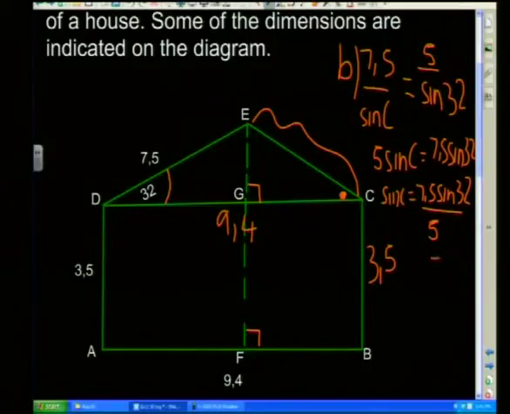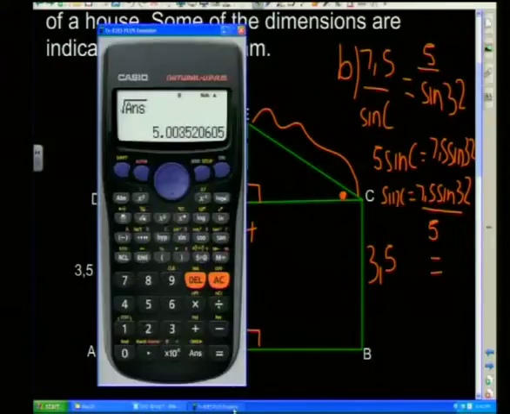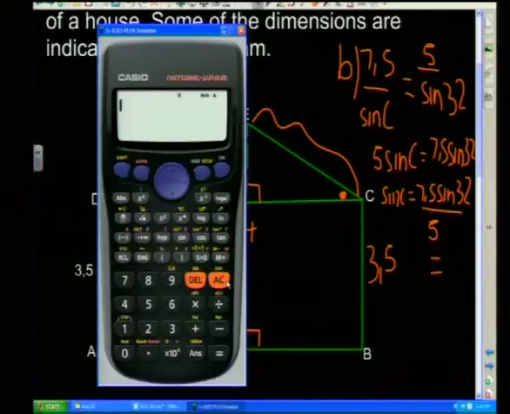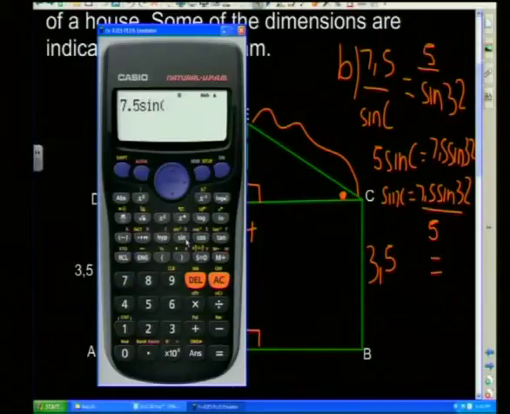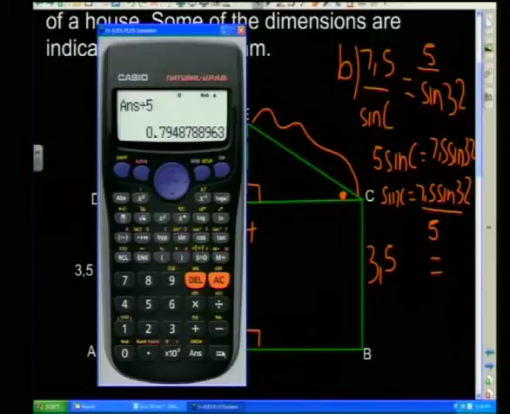Okay, so let's have a look. We're going to do this on our calculator once again. So we've got 7,5 sine 32 divided by 5. We're just using the 5 now because they said round everything off to 1 decimal place. We've rounded off our side EC to the length of 5. So it's going to be 7,5 sine 32 divided by 5, which is 0,79.